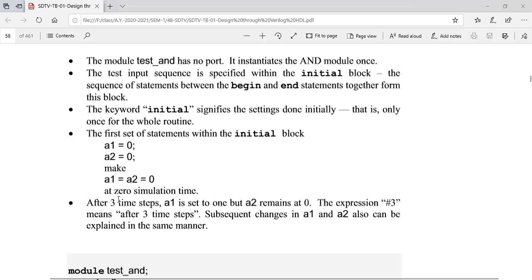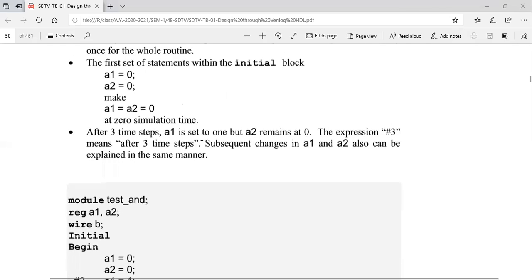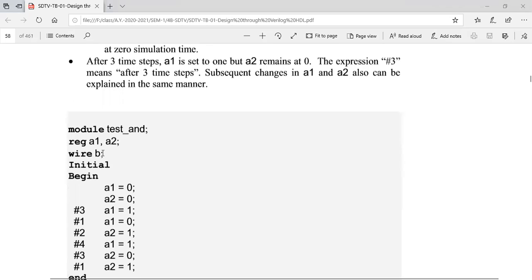So at the 0 simulation time we have A1 and A2 as zeros. After 3 time steps, A1 is set to 1, but A2 is remaining as 0. What I have explained previously, the same thing will be given explanation here, right?